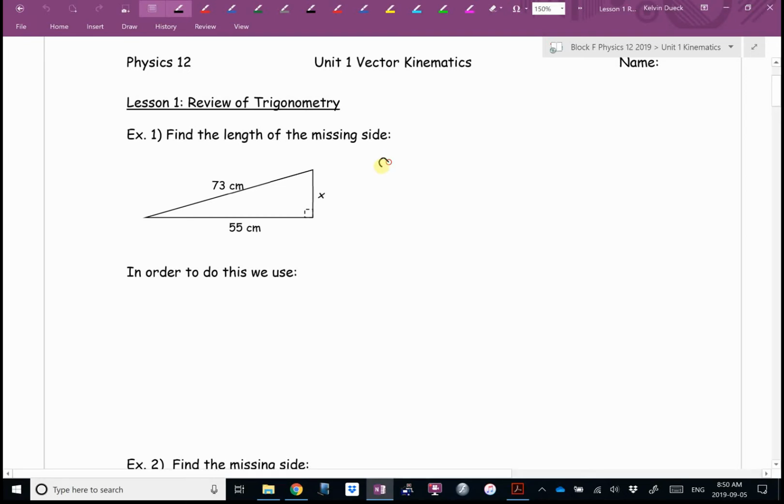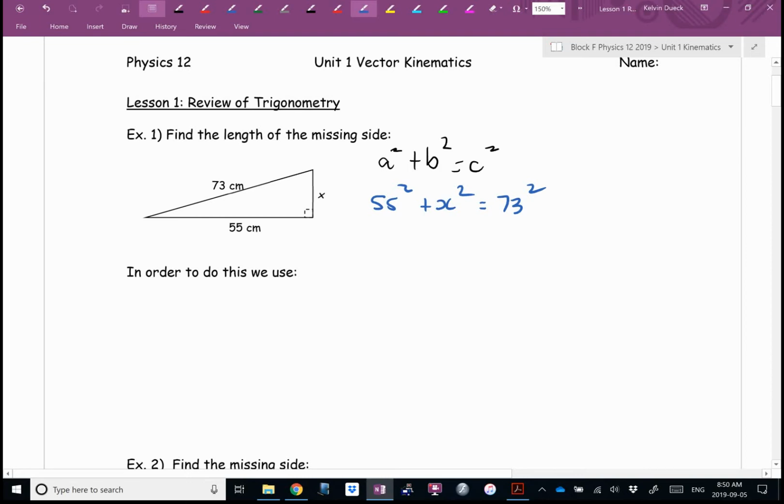Pythagoras is typically written as a squared plus b squared equals c squared. Some teachers use s1 squared plus s2 squared equals h squared. Side 1 plus side 2 equals hypotenuse squared. Whatever. The key is the x does not always go there. The hypotenuse has to go there, which in this case is the 73. So if I was solving this, I would go 55 squared plus x squared equals 73 squared.